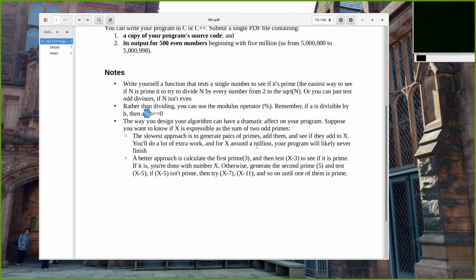Okay, the slowest approach, and I always see people do this when I give this assignment, is to make a pair of nested loops for i equals 1 to n, for j equals 1 to n. See if i is prime, see if j is prime, see if i plus j is equal to n. Do not do that. That will not finish. Right? Be tactical about this. Generate primes and test to see whether n minus that prime is also prime.